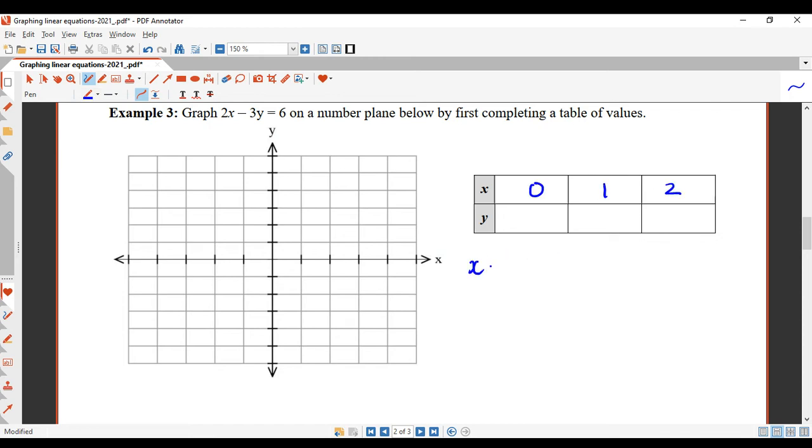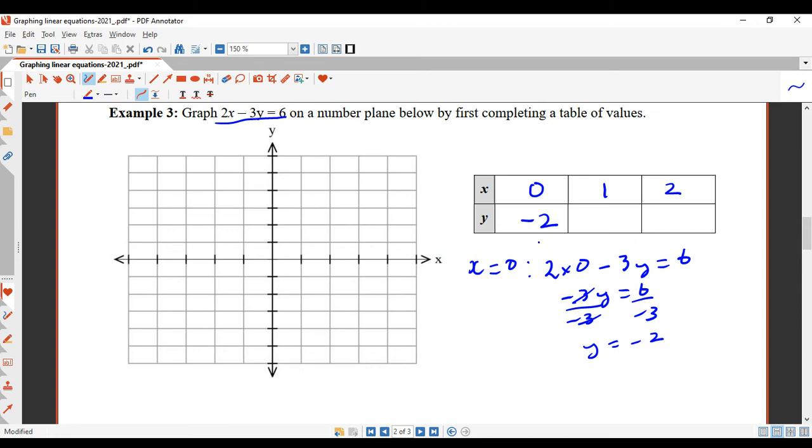Now, let's start off with x equals 0. So I'm going to put x equals 0 into this equation here. So it's going to be 2 times 0 minus 3y equals 6. 2 times 0 is 0, so I've just got minus 3y equals 6, and then divide both sides by negative 3. That cancels. y equals negative 2. So that's my first point.